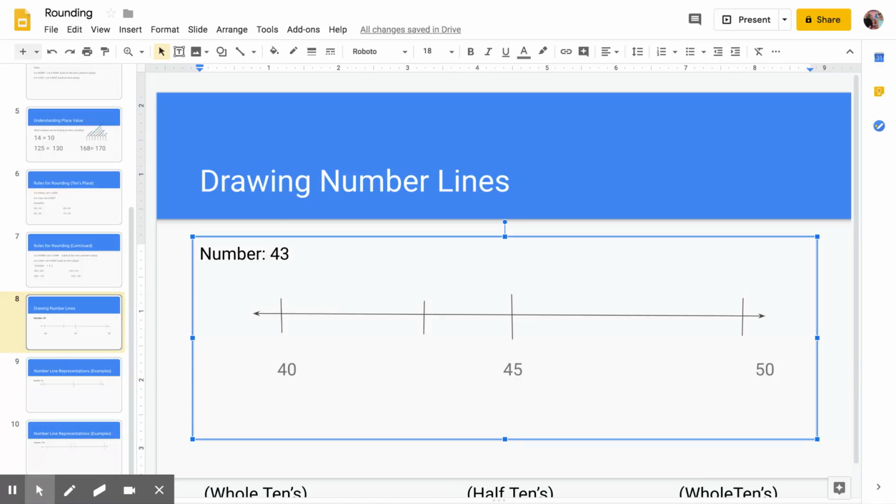So when we're looking at our number, we want to see where the number falls. So it's going to be 43. So the number is going to be not more than 45, and it's not as low as 40. So we want to plot that number right in between the 40 and the 45. Since the number is actually closer to 45, we're going to put it closer to the 45 when we're putting it on the number line.